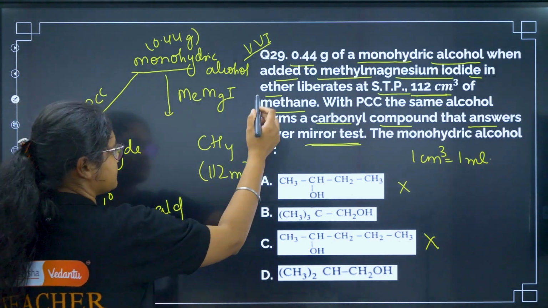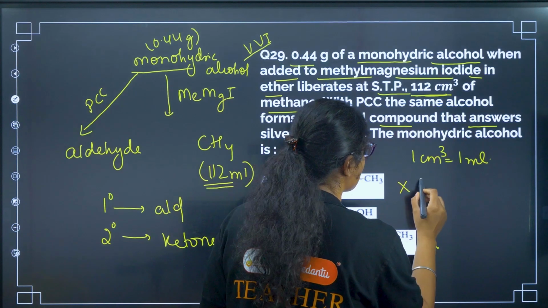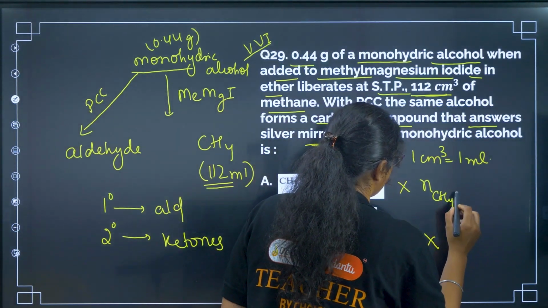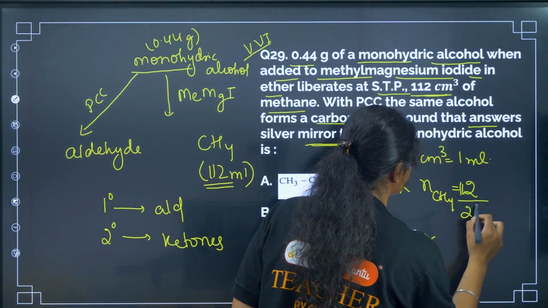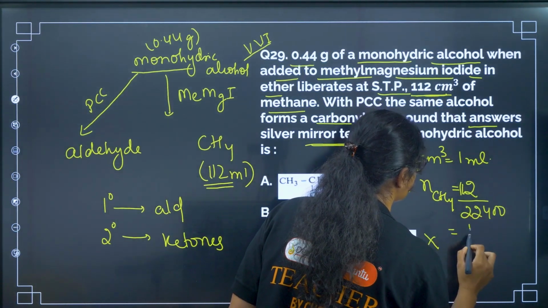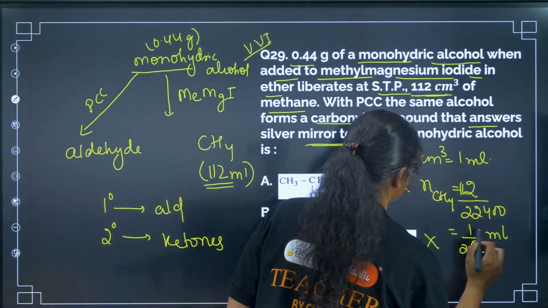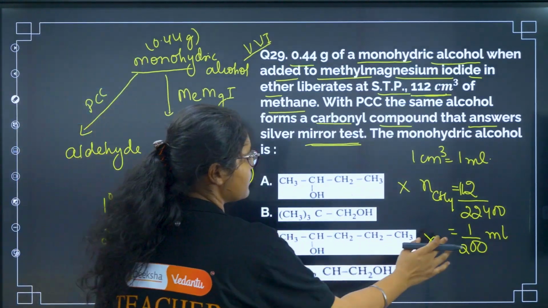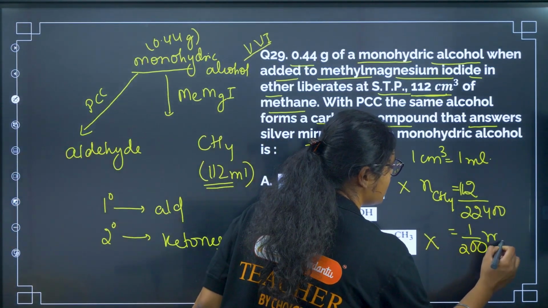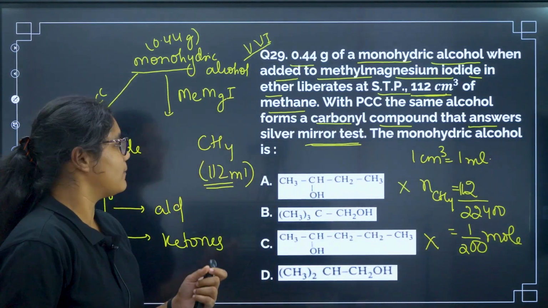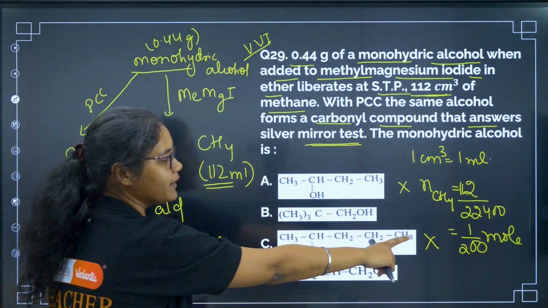Now coming to this value, 112 ml is produced at STP. That means how many moles are produced? If we divide 112 ml by 22,400, that is STP, we will get 1 by 200 moles. The number of moles of CH4 will be 1 by 200. Now 1 mole of this compound has reacted to give this one, so I can say that the number of moles of this one is 1 by 200, right?